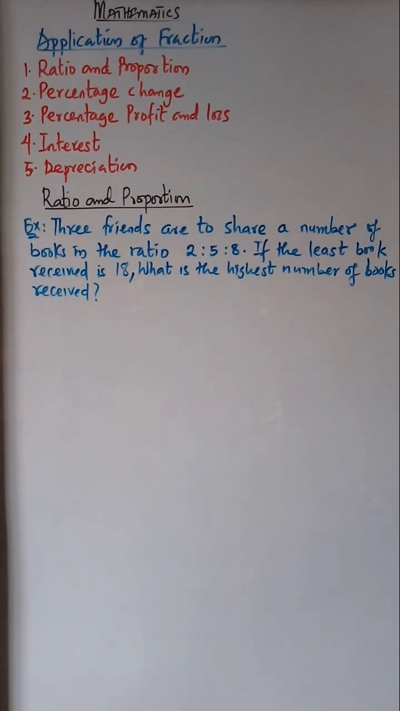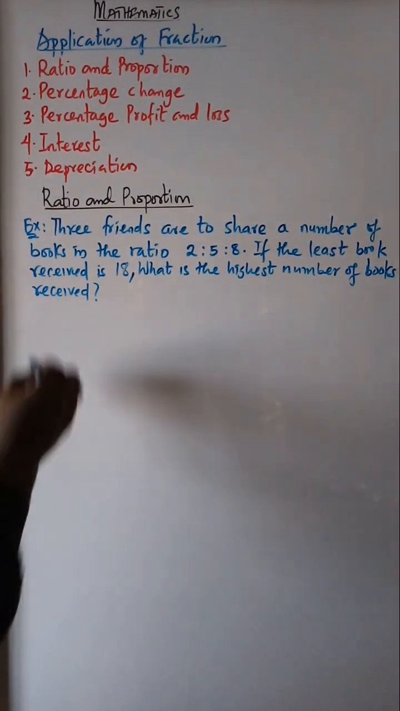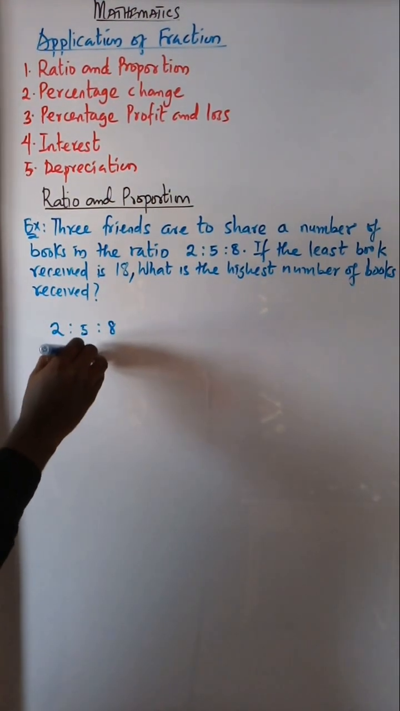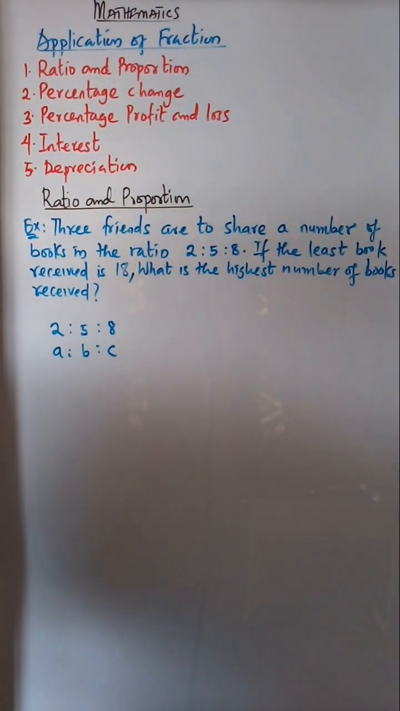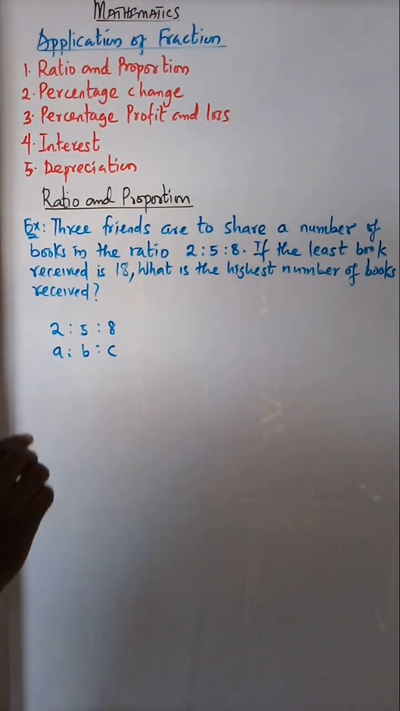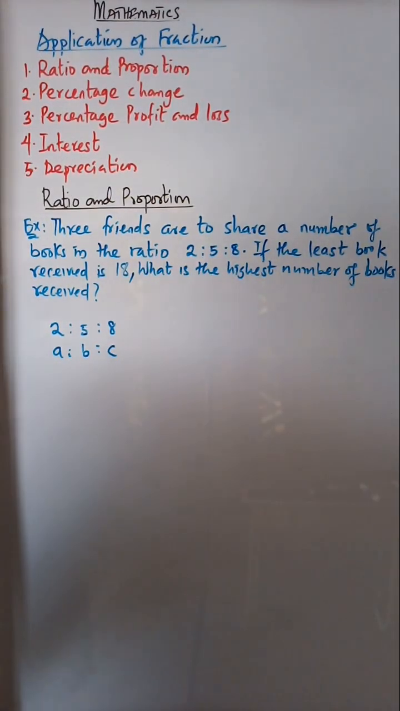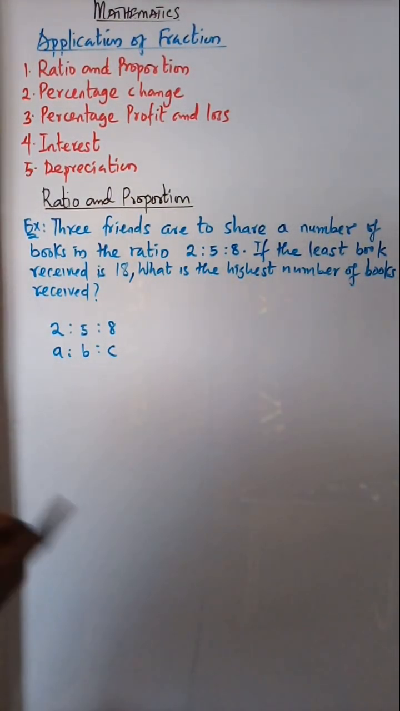Three friends are to share a number of books in the ratio 2 to 5 to 8. Let's say A to B to C. If the least book received is 18, note in this question you are not given the total number of books. They said they are to share a number of books, which we don't know. We don't know the total. So to get anything, we need to know the total.